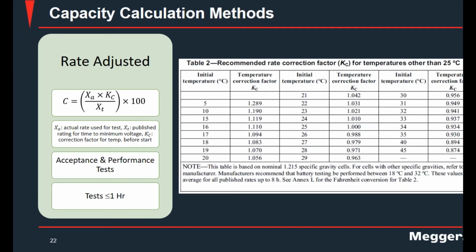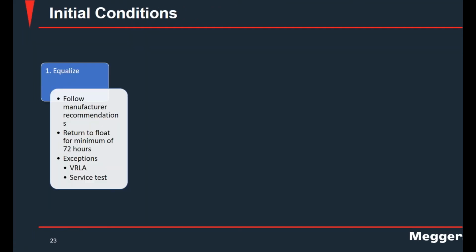So let's talk about the initial conditions, what you need to do to be able to run the test properly. If we are talking about VLA batteries, then you need to equalize. You need to bring all the voltages of the battery to the same level, and ideally an equalize process is going to fully charge the battery. If this is a VRLA battery, or if you're running a service test, you don't do any equalize.